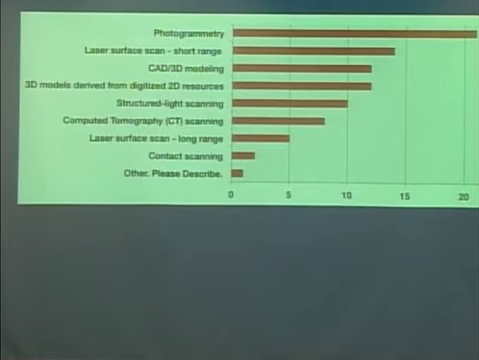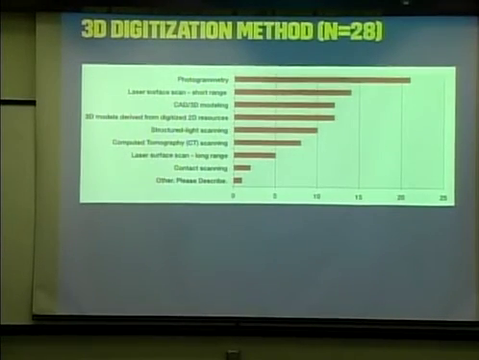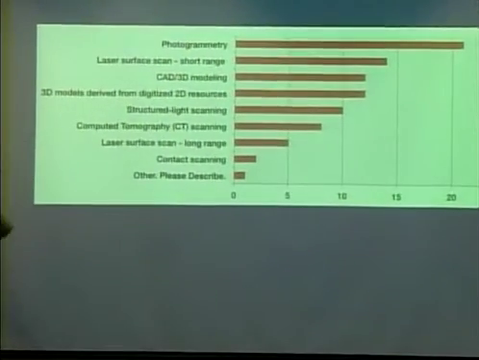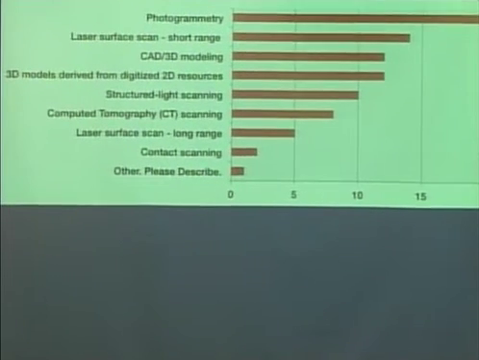I'm going to go through these to explain a little bit about what they are. But these are sort of what I ask people what it is that they're doing and how they're doing their digitization. So right, the top one is photogrammetry, and then laser surface scan for short range, so smaller objects. 3D modeling using CAD software, 2D resources, structured light scanning. I'm going to explain what all these are. But you can see this is sort of what people say that they're doing right now. Again, this sort of ties into that graph that I showed at the beginning.